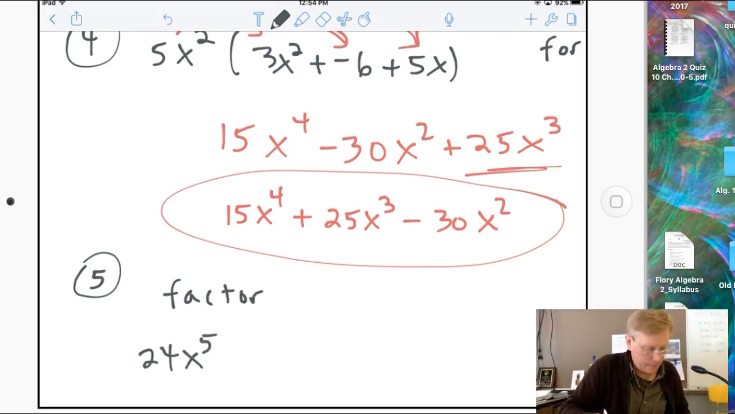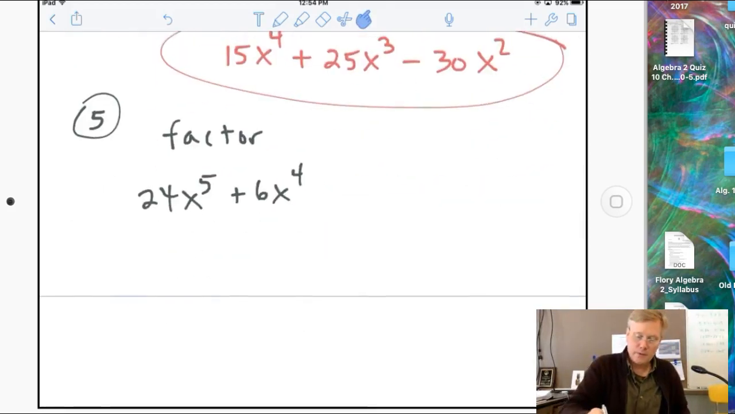24x to the 5th plus 6x to the 4th. All right, so this is one of the ones where I'm going to be pulling out a monomial, pulling one term out. You make parentheses and see what goes into 24 and 6, see what goes into x to the 5th and x to the 4th. In this case, the biggest number that goes into 6 and 24 is 6.